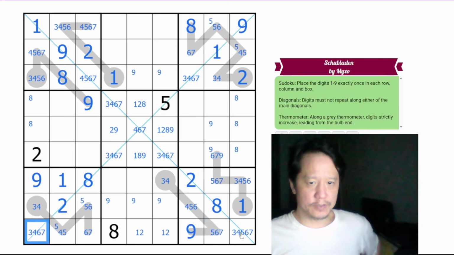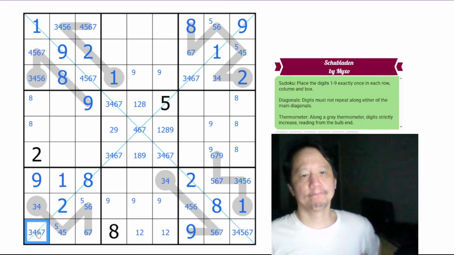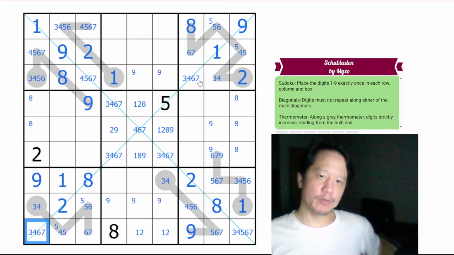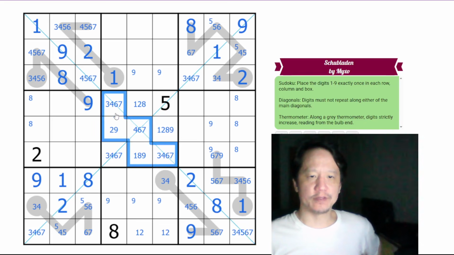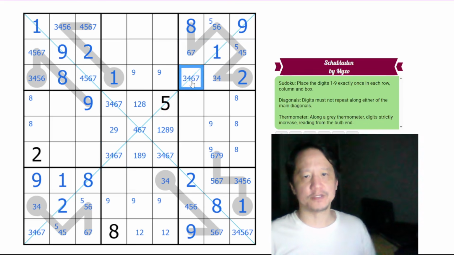So 3 is either here or here. If this is 3, that would mean there's no 3 on this diagonal. If this is 3, that means neither of these can be 3, so 3 would have to be here. And again, 3 could not be on this diagonal. So 3 cannot be here. Therefore, where is 3 in this box? It has to be here. So this is 3, which eliminates 3 from being there.